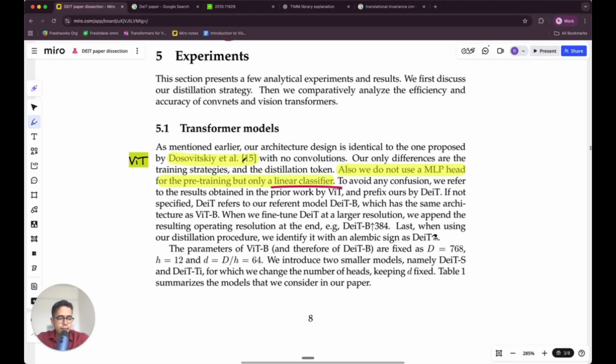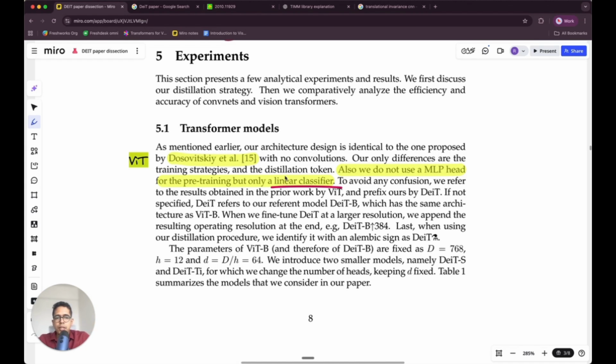So they don't have that hidden layer, that's all. So you directly go from, let's say, a 768 dimensional projection to whatever is the number of classes. If your task is 1000 class classification, the final layer will have 1000 nodes.